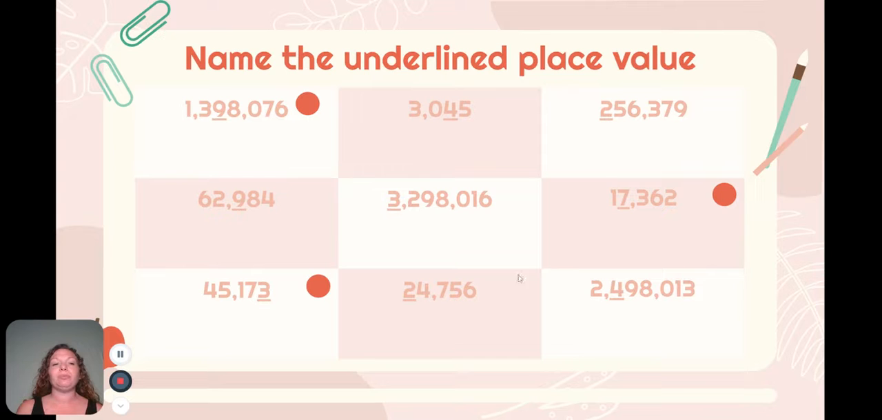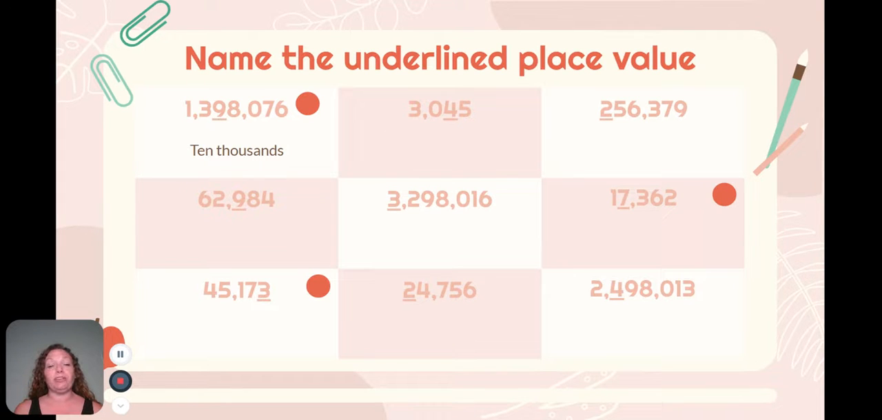So I have a whole bunch of numbers written on your screen, and you don't have to write anything right now. You just need to think. While I'm reading these numbers, there's a digit underlined. That digit is the name of the place value that I want you to say or think to yourself. 1,398,076. I have the 9 underlined. It is in the 10,000s place.